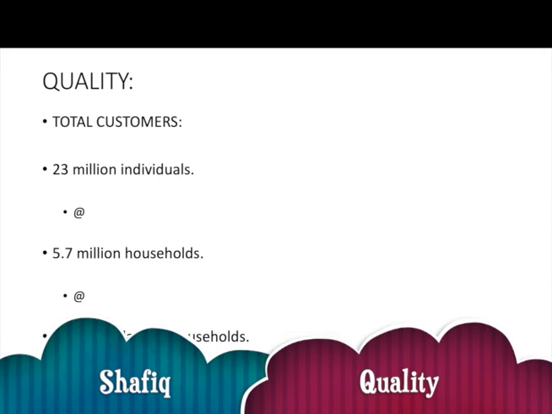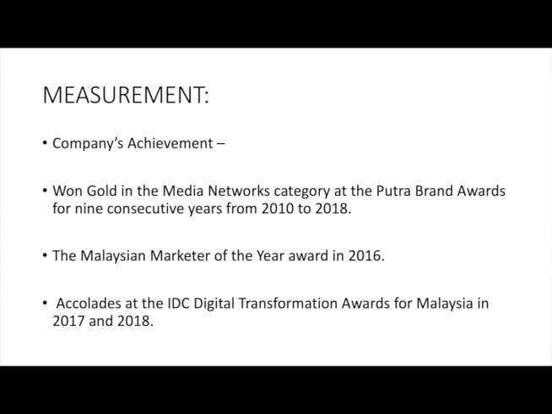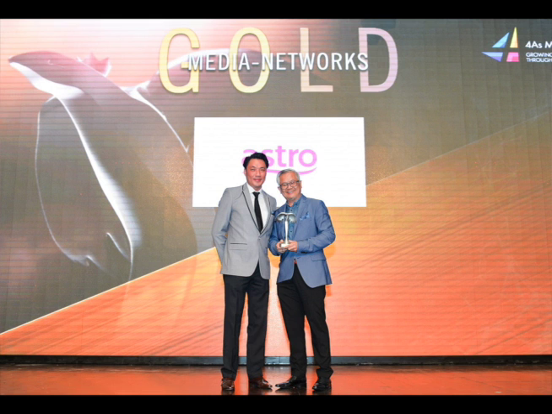I will be presenting on the managerial elements, where for their quality measurement, they have been serving 23 million individuals across Malaysia, and for the household value, there are 5.7 million households. For the percentage, 77% of Malaysian households have been using ASTRO, and quality is very crucial for them. It is because they measure the quality with the increasing number of their customers and also customer satisfaction.